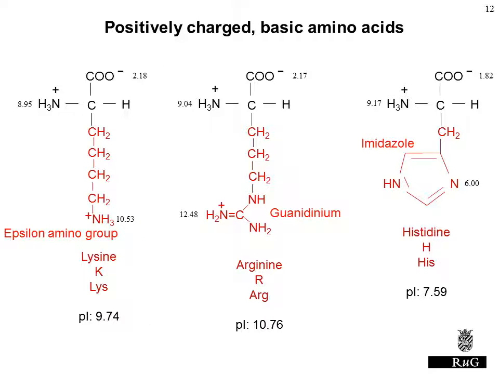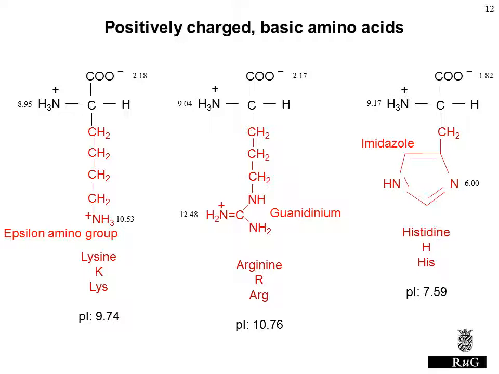There are also positively charged amino acids in proteins. One is lysine, shown on the left. It has the carboxylic acid and the amino group, like all amino acids, and in the side chain it has another primary amino group with a pK of 10.53. This gives lysine an overall isoelectric point of 9.74.